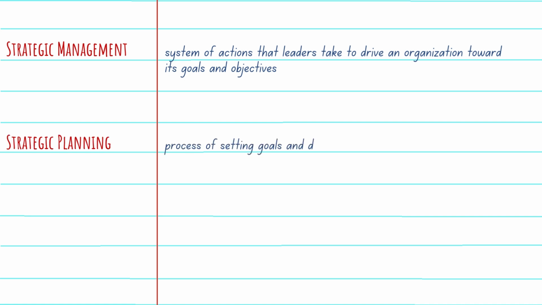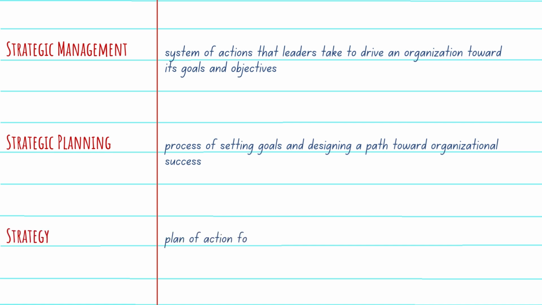Strategic management is a system of actions that leaders take to drive an organization toward its goals and objectives. Strategic planning: the process of setting goals and designing a path toward organizational success. An organization's strategy is a plan of action for accomplishing an organization's overall and long-range goals.